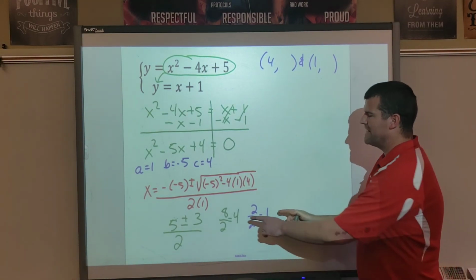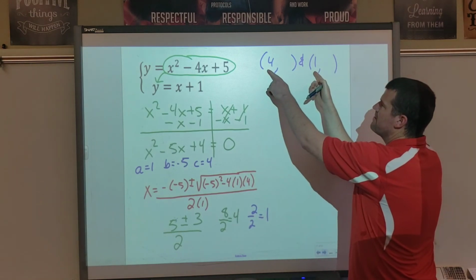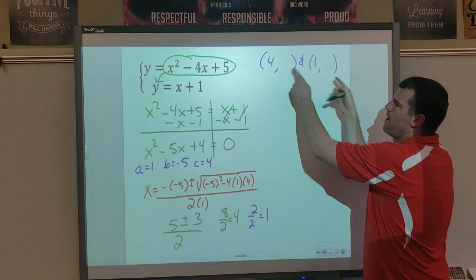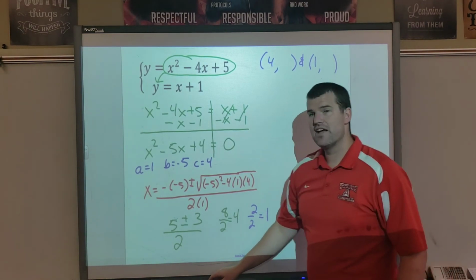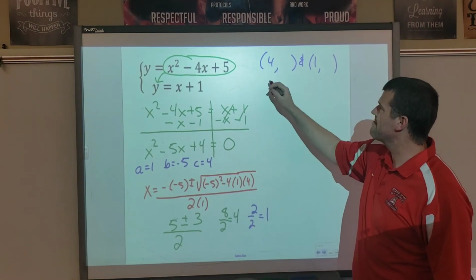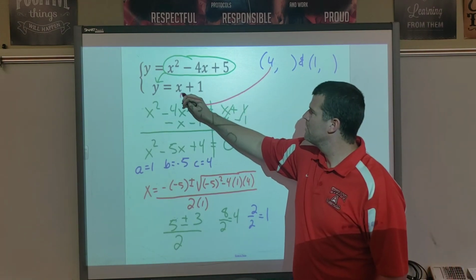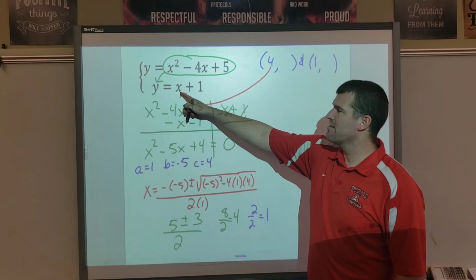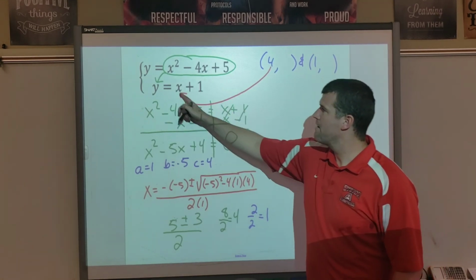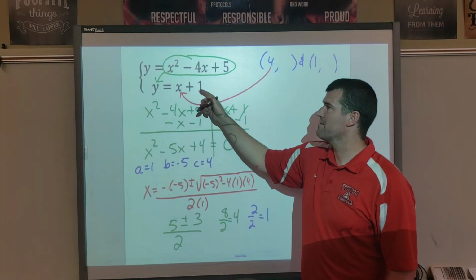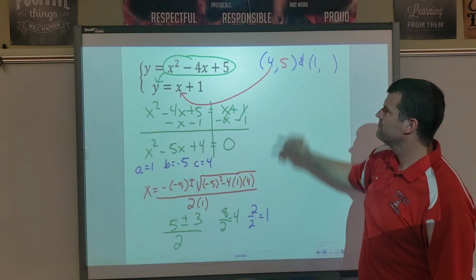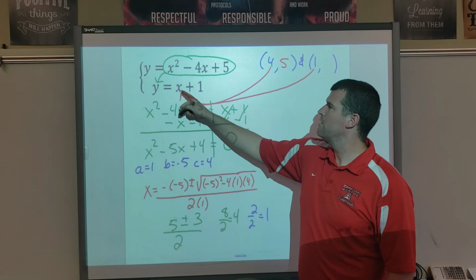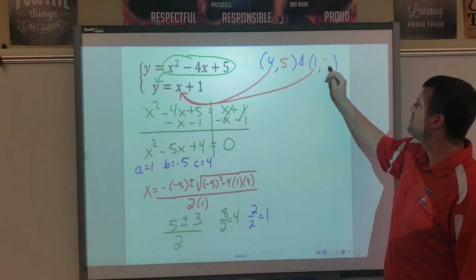Now, that's good, but we're not done, because all we found were the x's, and we need to find the ordered pair where they cross, so we still need to find our y values. So again, to find the y values, we just take x and we plug it in. You could plug it in up here, it's going to be more work. Plugging it into this one is easier because all I have to do is 4 plus 1, and 4 plus 1 is 5. And then same thing here, I have an x value of 1. 1 plus 1 is 2.